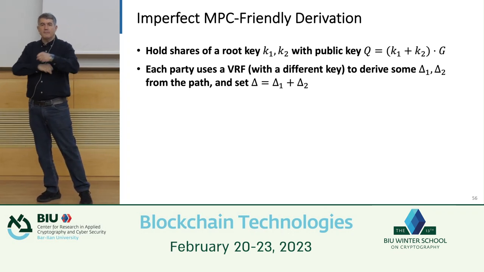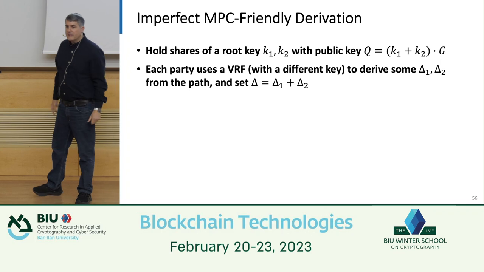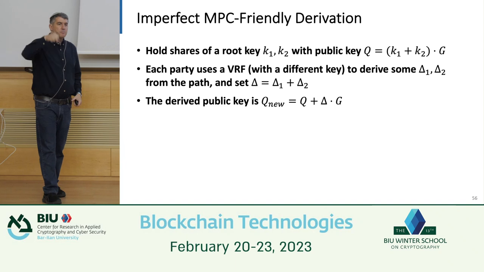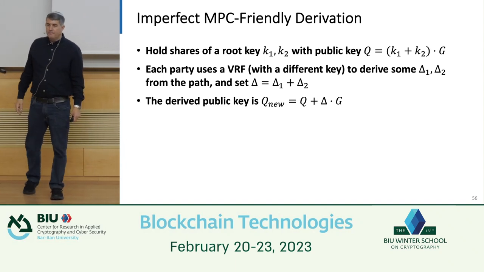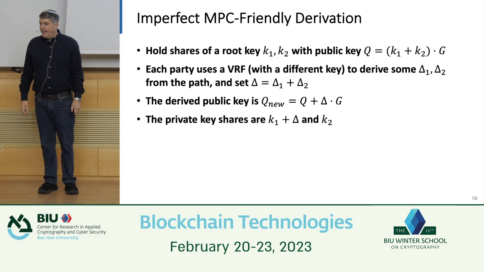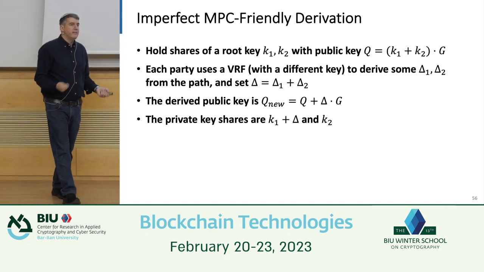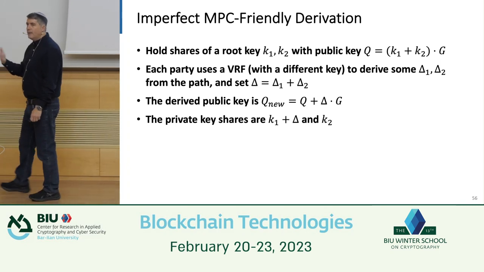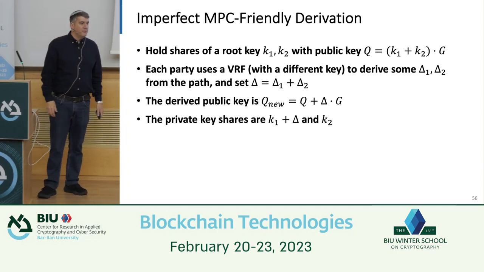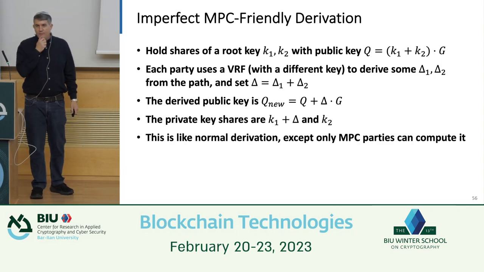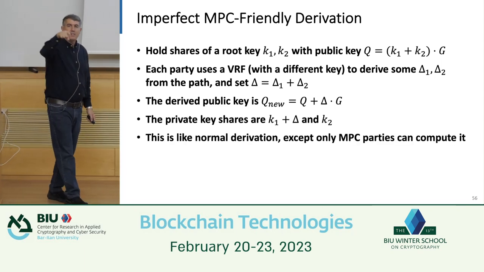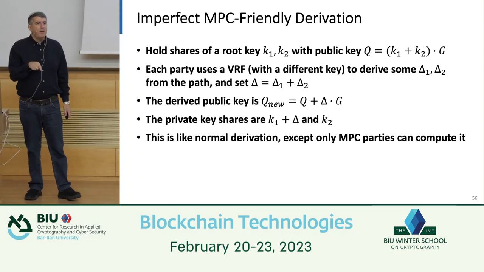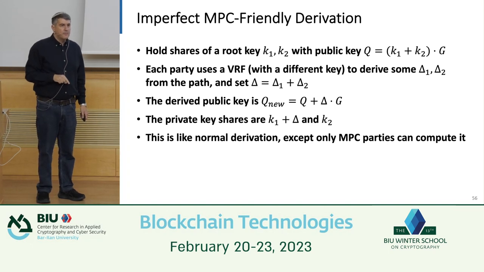So each party will derive a different value and send it to the other with a proof that it's correct. And we're going to set the new public key to be the root plus delta times g. Okay? And for the private shares, one party will make theirs k1 plus delta, and the other will just stay k2, and then you can run whatever two-party protocol you were using beforehand. And if you think about it, this is like normal derivation, as someone mentioned in the previous session, except that only the MPC parties can compute that derivation.